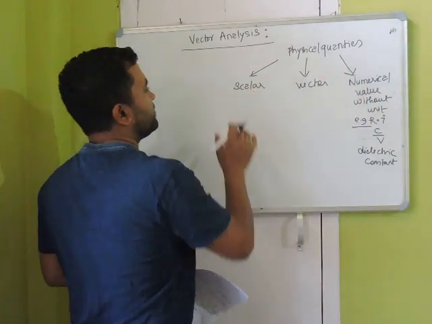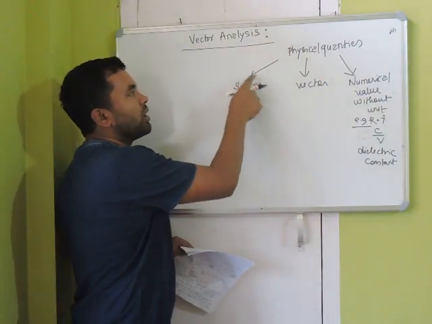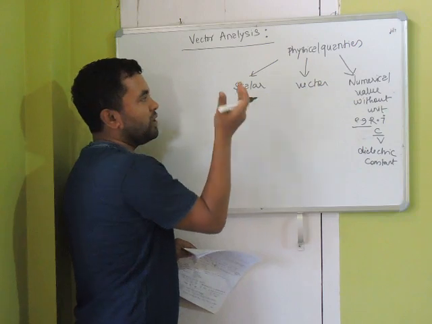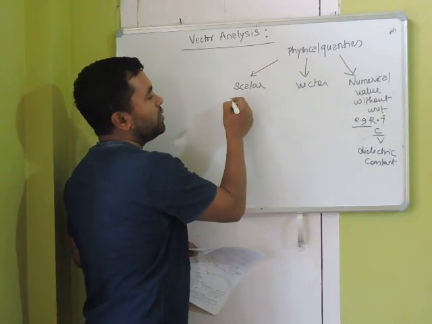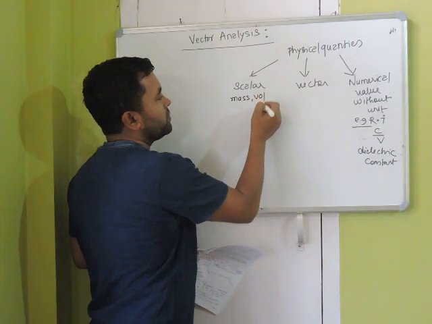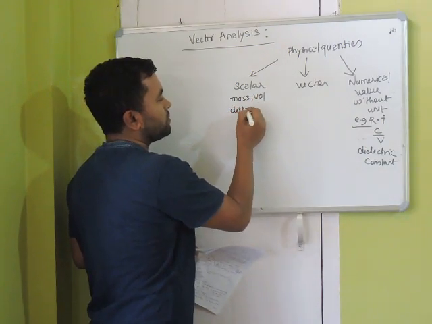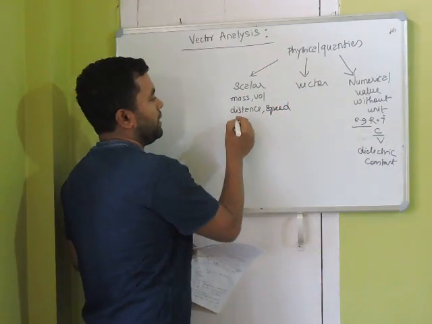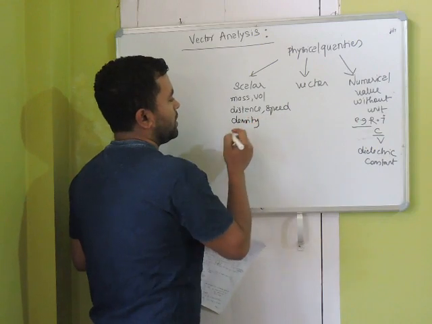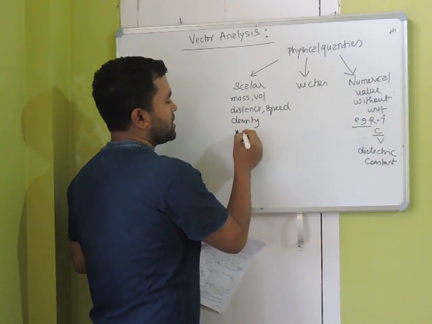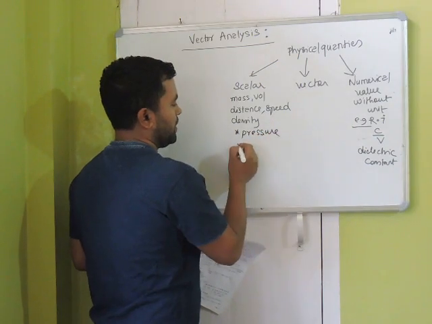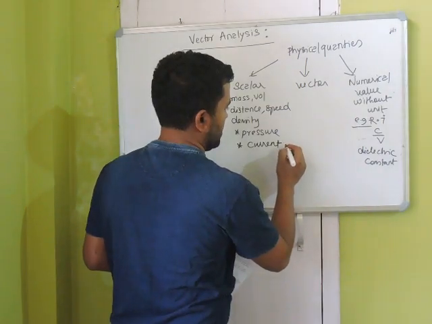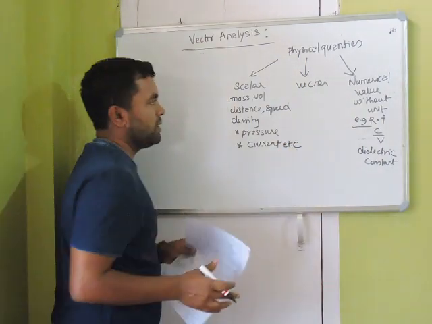Now coming to scalars. Scalar quantities are those quantities which have only magnitude and unit. An example will be your mass, volume, distance, speed, density, and I will put a star on pressure, and current, etc. These are scalar quantities.